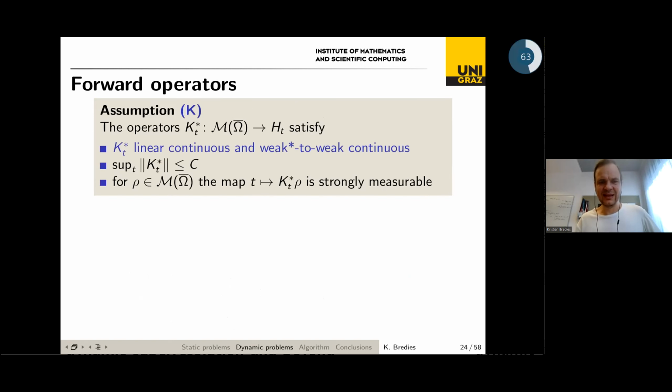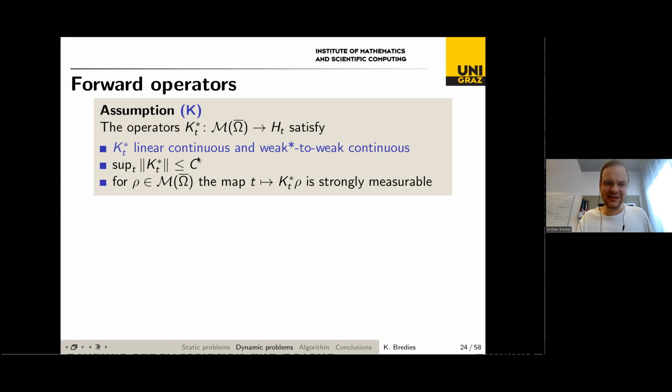Okay, let's also discuss a little bit the assumptions that we need on the operators. You have time-dependent operators here, so they just have to map the Radon space to the time-dependent data space.